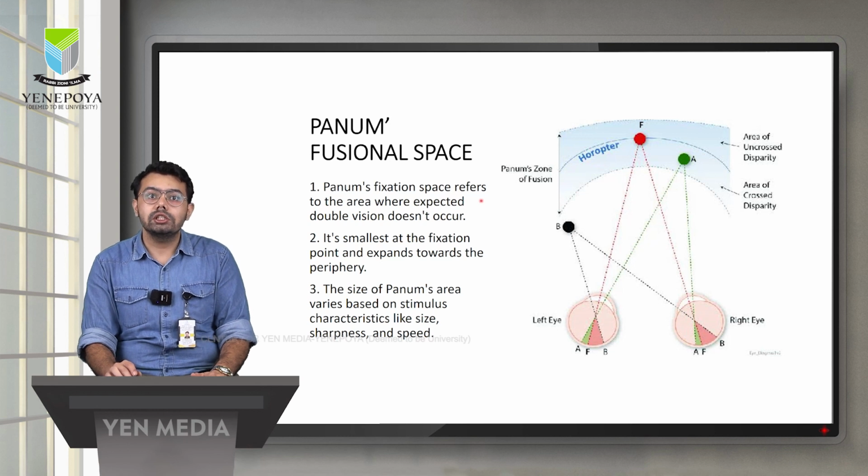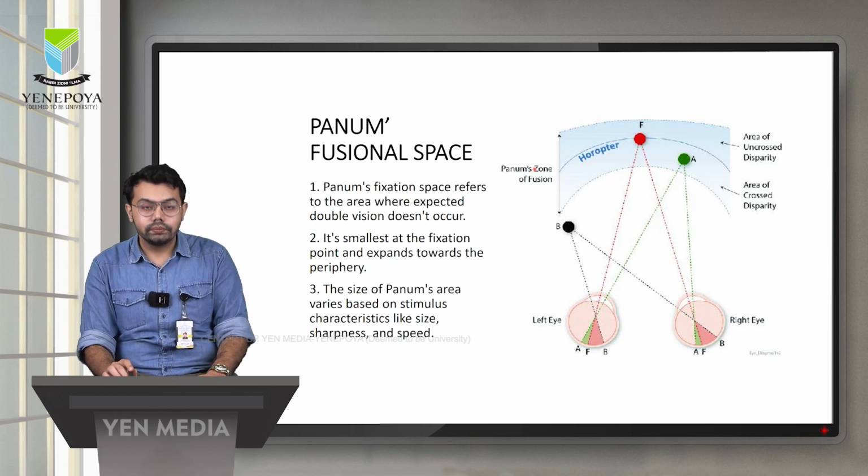So Panum's fusional space refers to the area where double vision does not occur. If we are seeing anything in between this, there will be no double vision or diplopia. It's smallest at the fixation point and expands towards the periphery. The size of Panum's area varies based on the stimulus, such as the size of the object, the sharpness of the object, and the speed at which we are seeing the object.